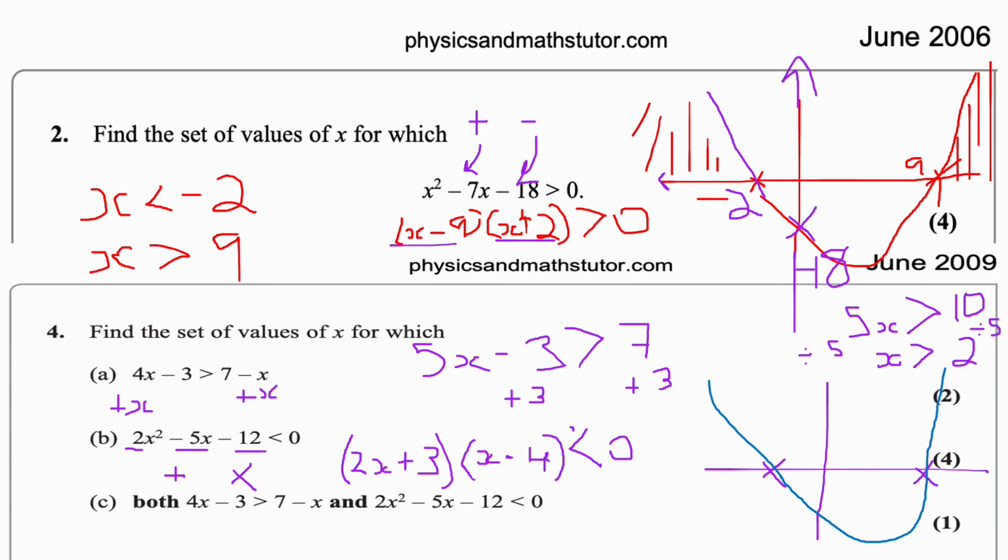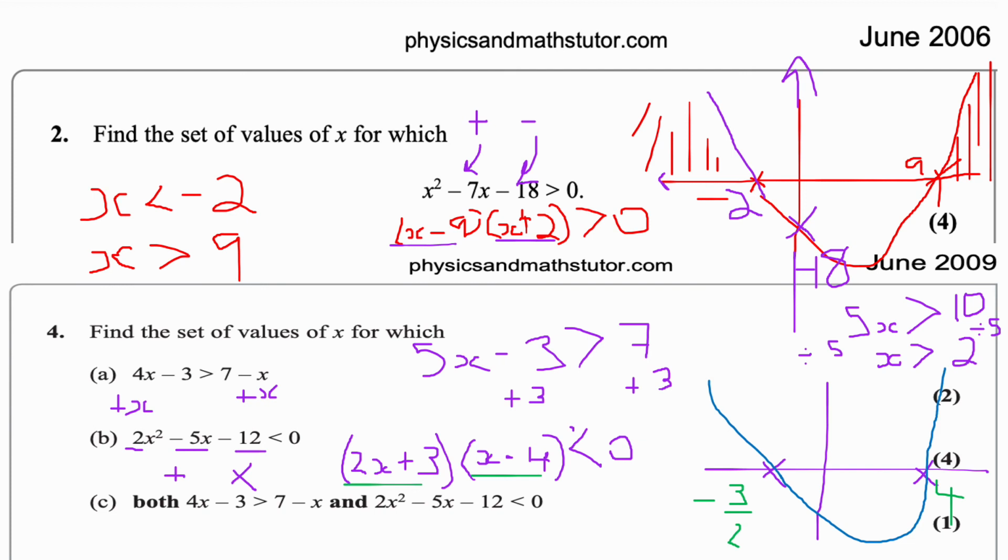Okay, so when is the graph... So that's going to be -3/2 there, and then that's going to be 4. Okay, because that's my solutions to the quadratic equation. You'd set this equal to 0 and you'd solve each linear equation separately. I get -3/2 and 4.